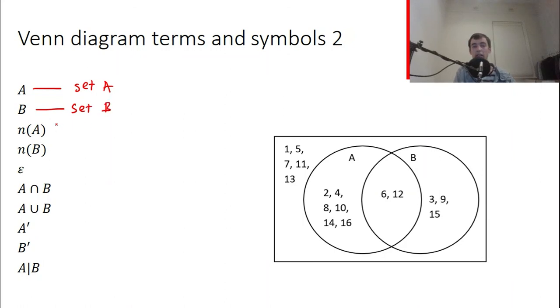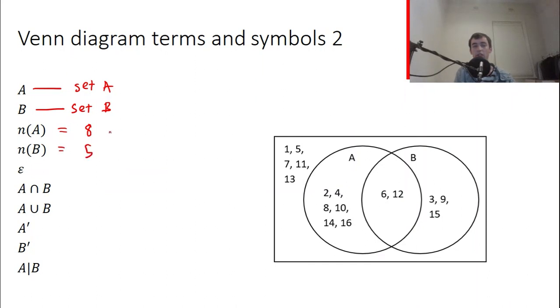Little n(A) means the number of outcomes in A. So if I count these, it's not just these 6 over here, it's also these 2, because it's everything in this big circle. So that's 1, 2, 3, 4, 5, 6, 7, 8. So n(A) equals 8. n(B), that is the number of outcomes in set B. So that's 1, 2, 3, 4, 5.